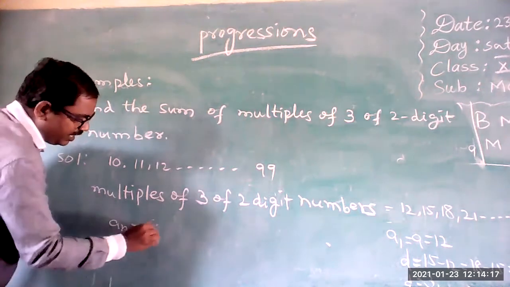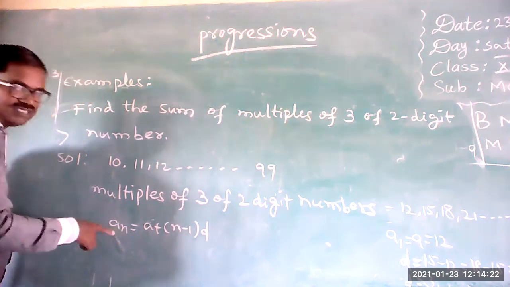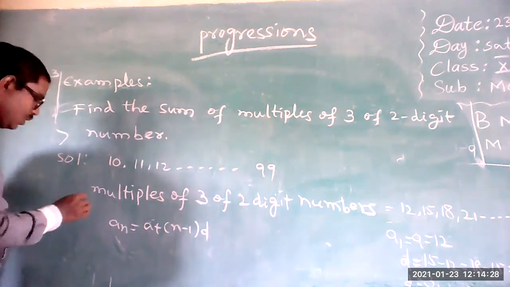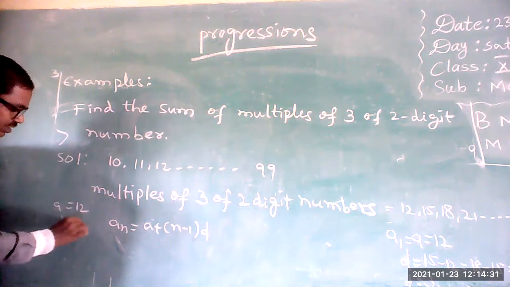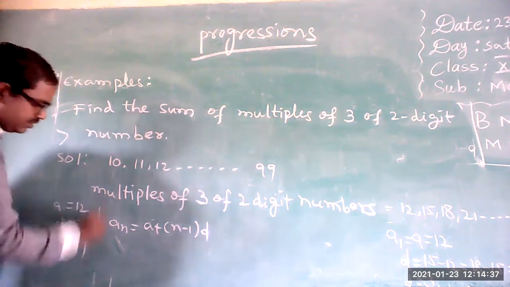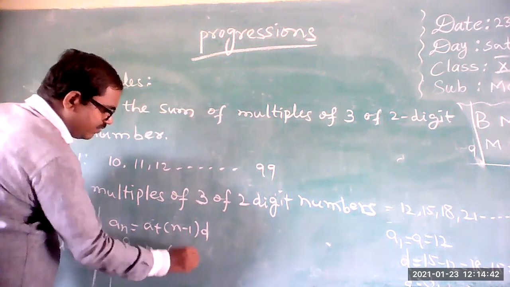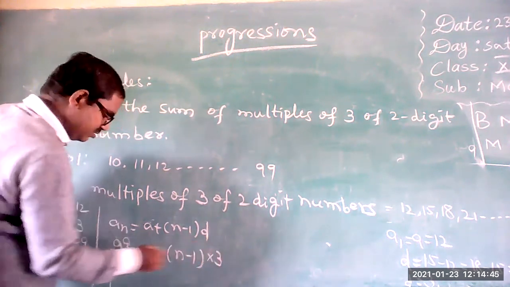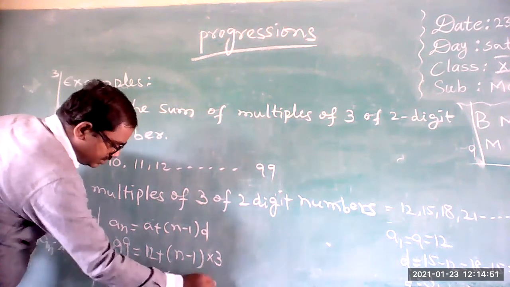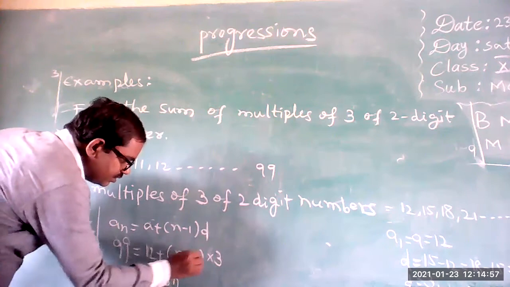So An is equal to A plus n minus 1 into D. The value of An means the last term, which is given here as 99. So here A is 12, D is 3, and L equals An equals 99. So 99 equals 12 plus n minus 1 into 3, where n is not given.